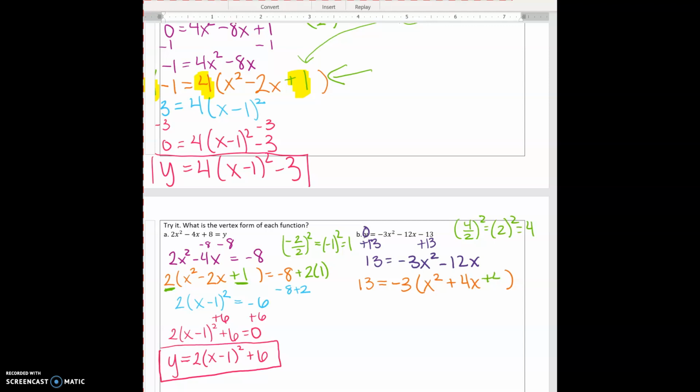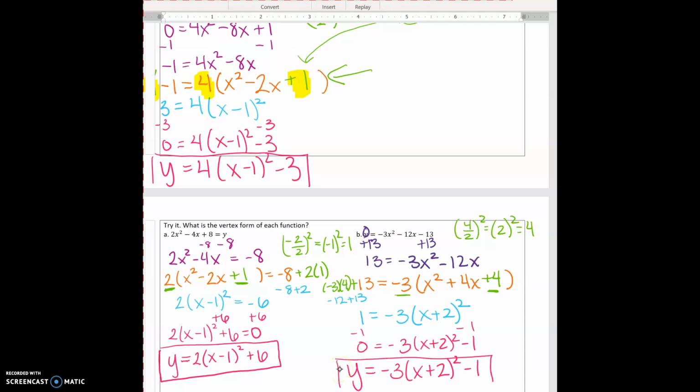So we're adding 4 here, and on this side we are adding negative 3 times 4. So again, negative 3 times 4 is what we are adding to that. So on this side we're doing negative 12 plus 13. So that's going to give us a positive 1 left. And on this side, negative 3, and then factored form would be x plus 2 squared. And then go ahead and finish it up. So subtract 1 on both sides, and then rewrite.